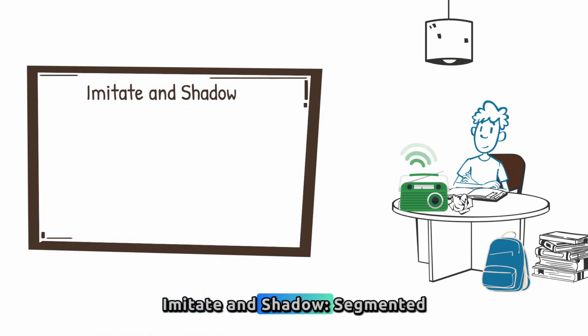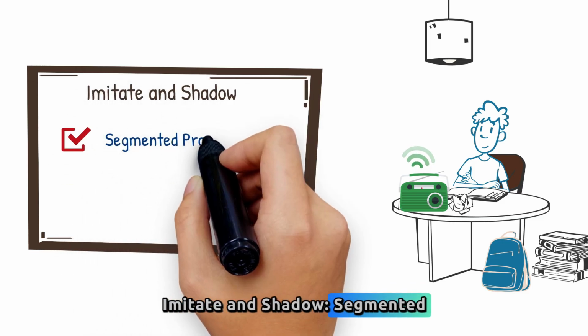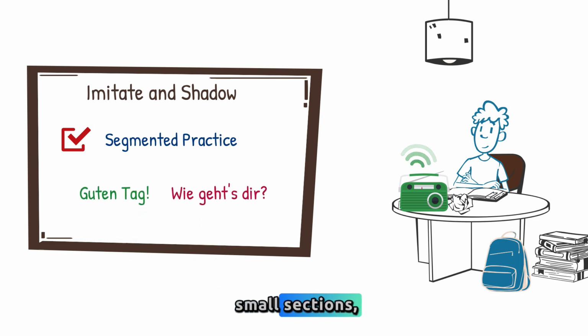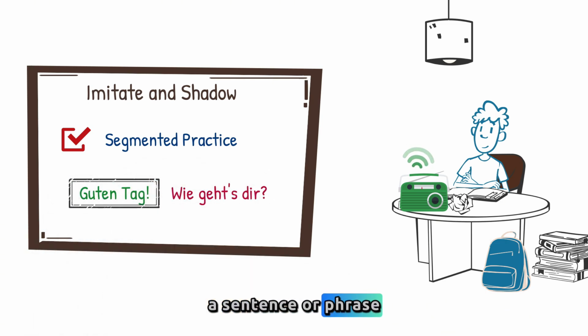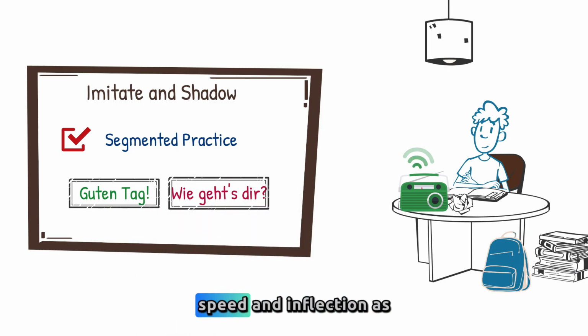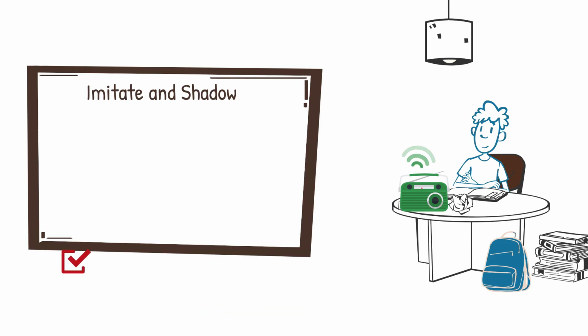Imitate and shadow. Segmented practice. Break the audio into small sections, a sentence or phrase, and repeat after the speaker. Focus on matching the speaker's tone, speed, and inflection as closely as possible.